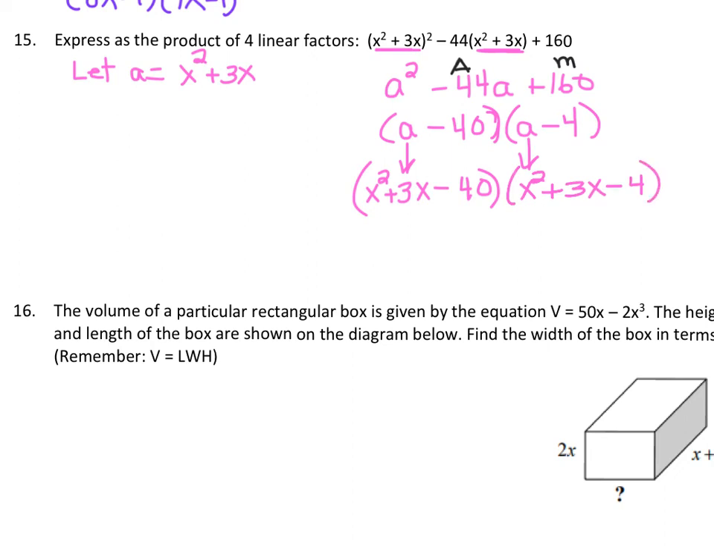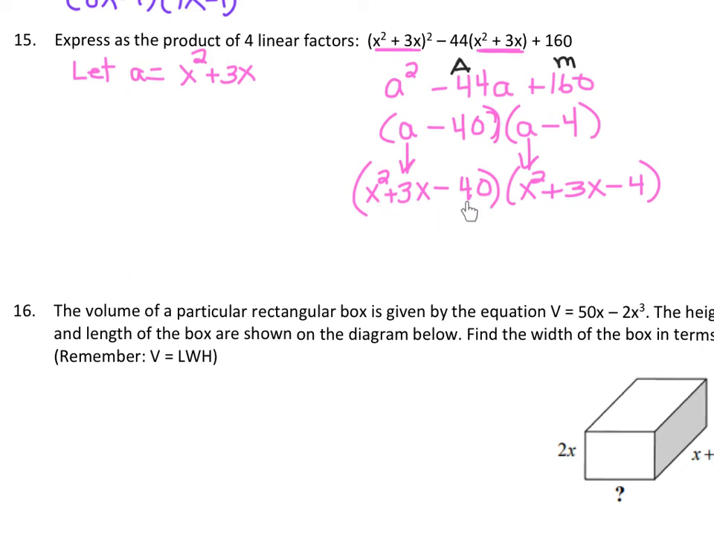Now we still have 2 factors. We need 4 factors. Linear all means is you're going to have x to the first power. We don't have x to the first power. When you have x squared, these are called quadratic factors. So we have 2 quadratic factors, and we want 4 linear factors. So it means we have to factor these further.